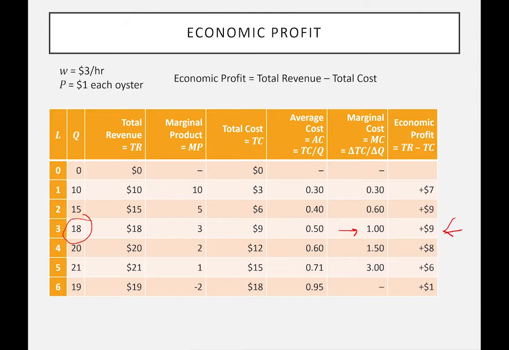The idea that it's the same as here is simply the notion that for that third hour the guy's working, he's going to produce 3 oysters, sell them for $1 each, getting $3, which is the equivalent of what he would have earned if he'd been working in the food court. So the profit is no different.